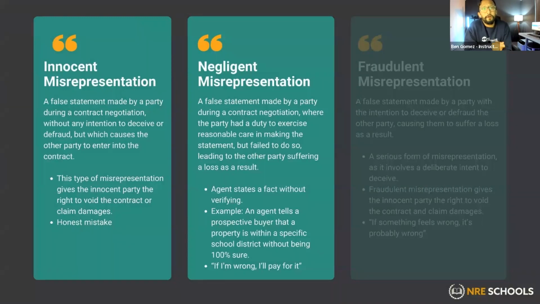Or maybe I said, "Oh yeah, that patio is permitted," without actually checking myself. The seller told me it was permitted, but I didn't verify it myself. I could be deemed negligent in that situation. Innocent, made a mistake. Negligent, you just didn't do your due diligence.